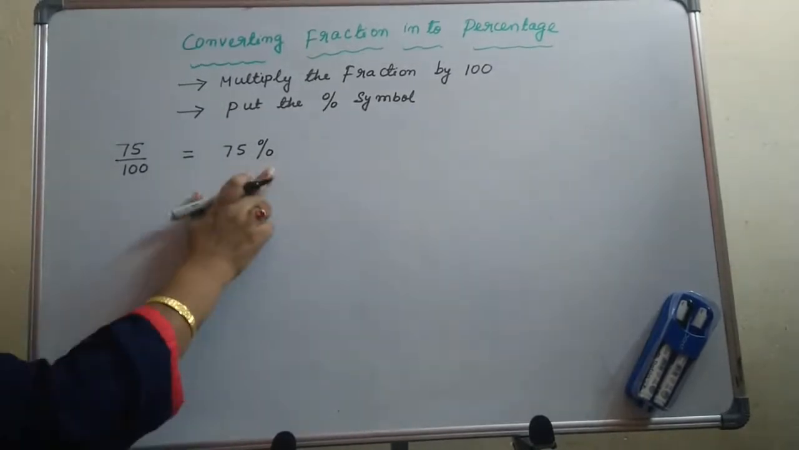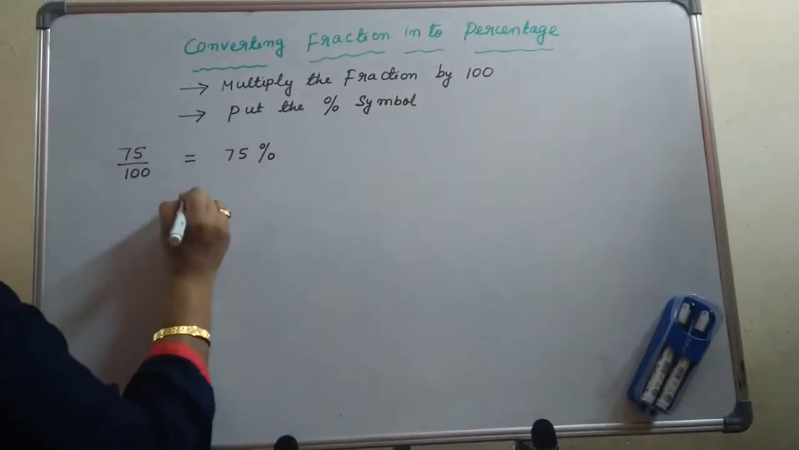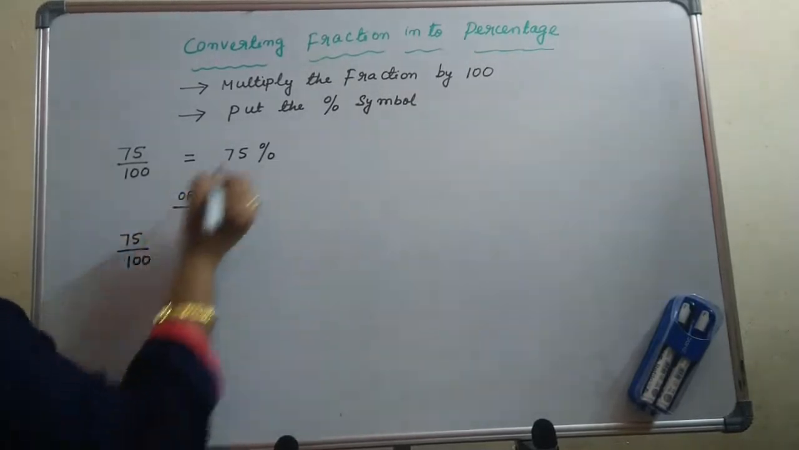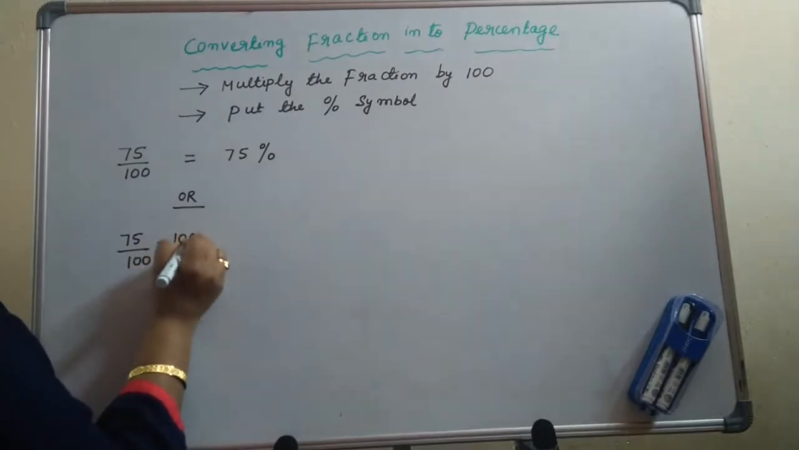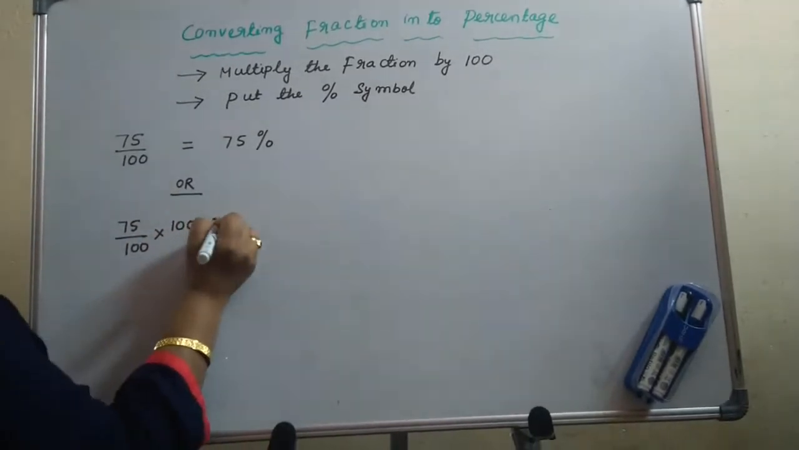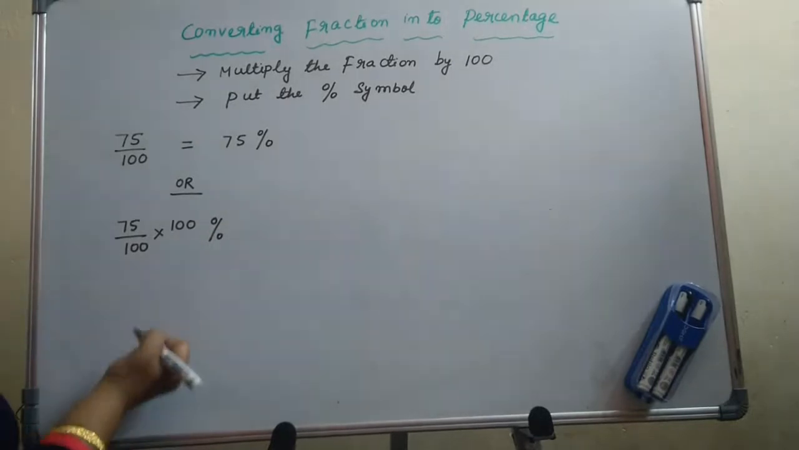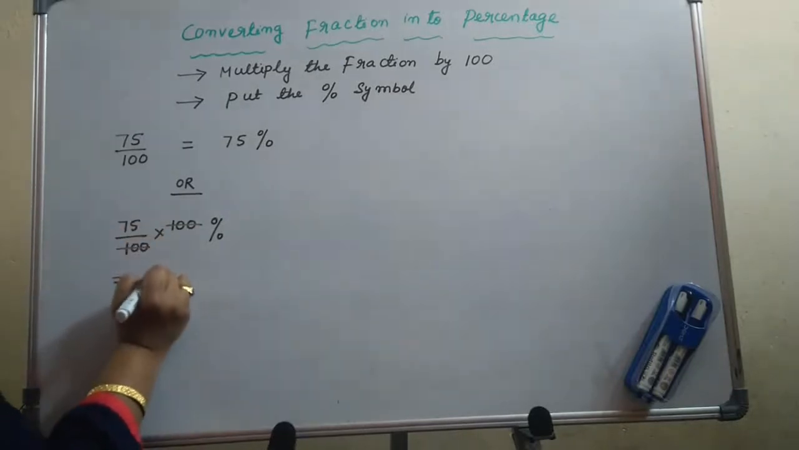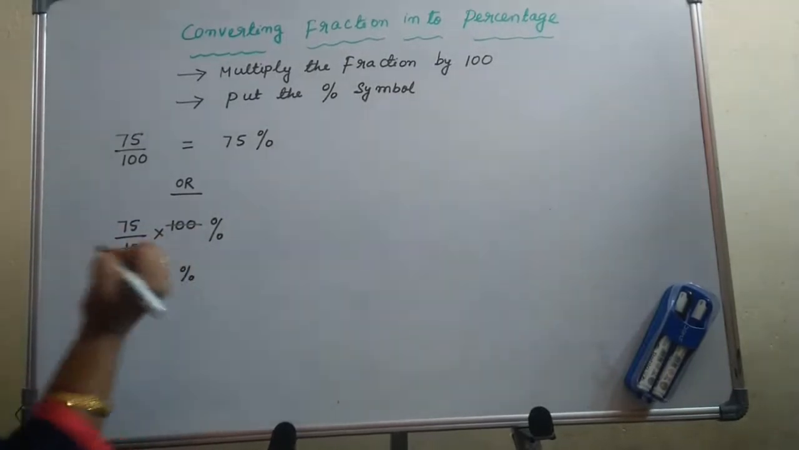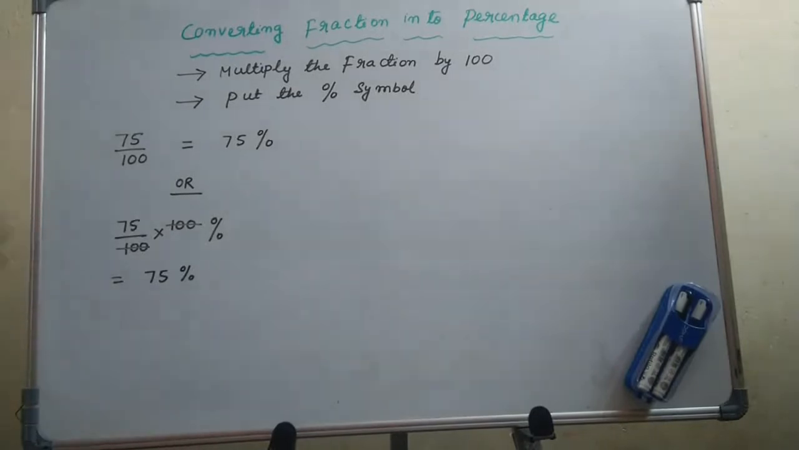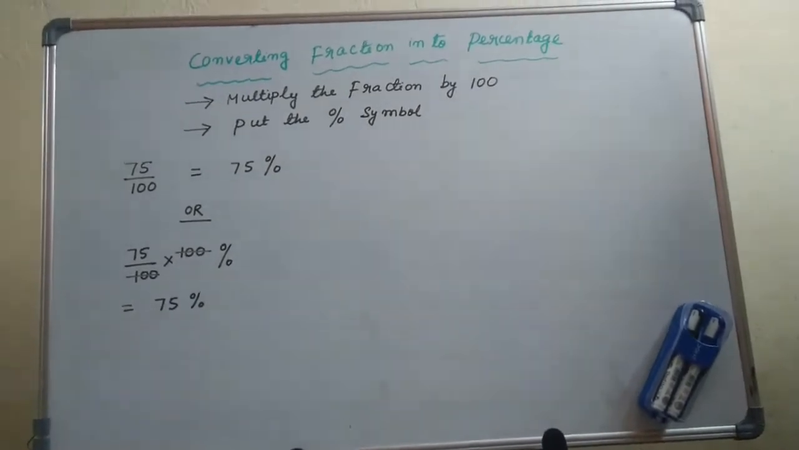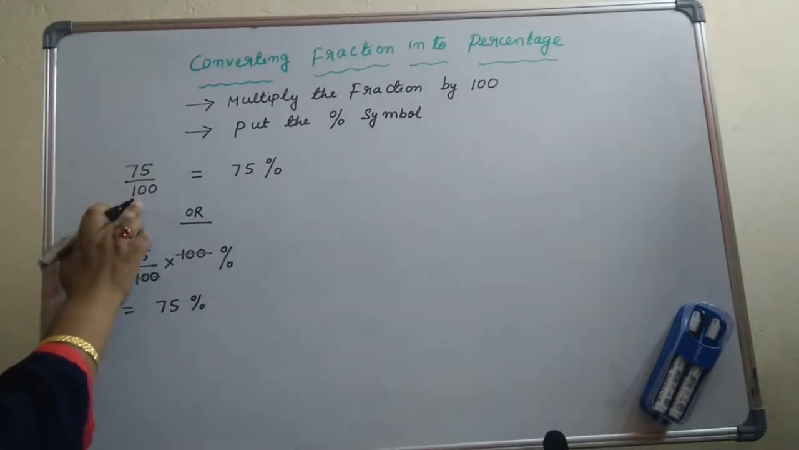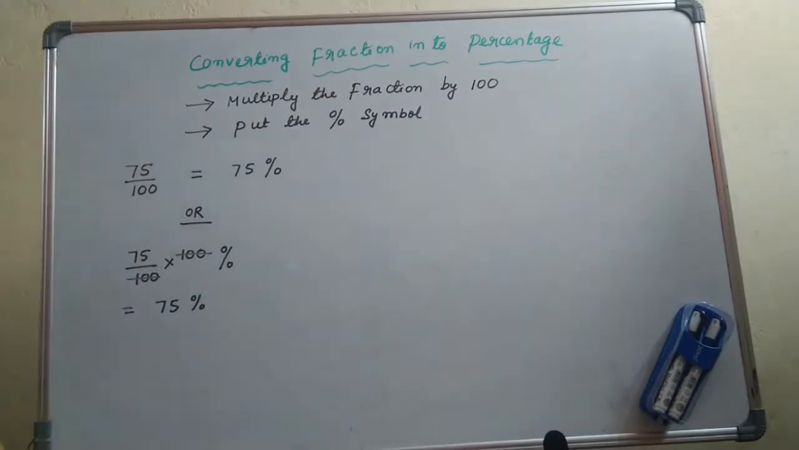Or if you have confusion that you cannot write directly, you can use this process. 75 by 100 multiplied by 100, okay, and put the percentage symbol. So what will you get? This 100 and this 100 will get cut. What is remaining? 75%. You can follow either of the processes. But this was an example where the denominator was already 100, so directly you have written it in this way.